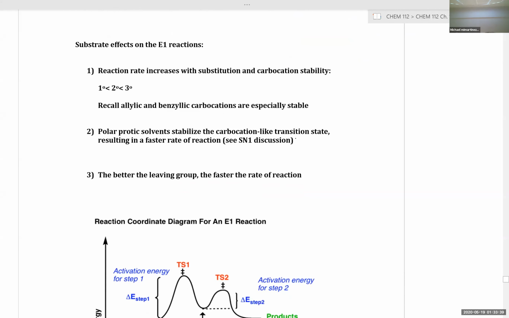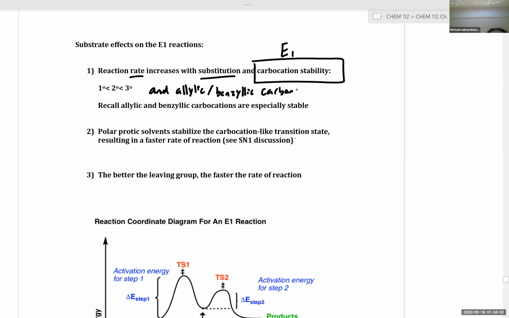Okay, so let's look at some substrate effects. The reaction rate increases with substitution, and this is a unique trait of the E1 reaction. Carbocation stability: primary, secondary, tertiary, and allylic and benzylic carbons. Remember, allylic and benzylic carbocations are especially stable. So if you're looking at elimination reactions and you see an allylic or benzylic position, I want you to think SN1 and E1, as those are far more common than SN2.